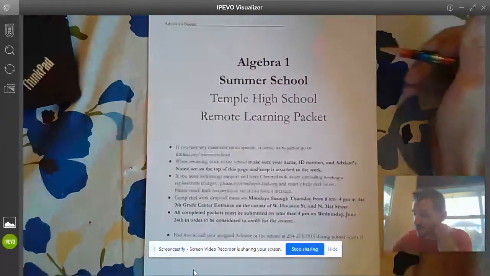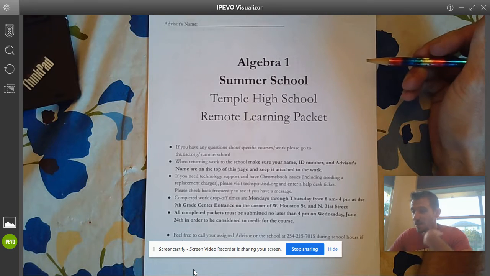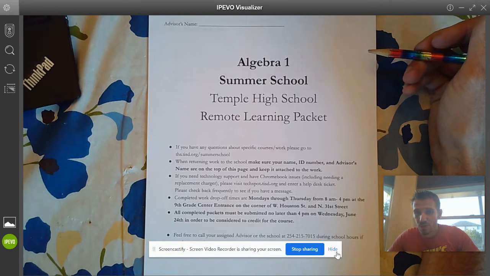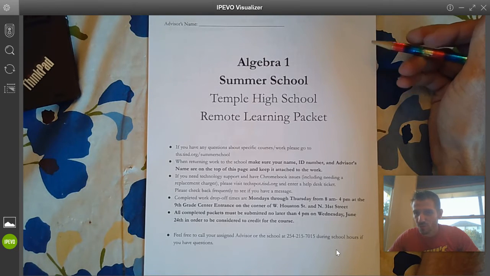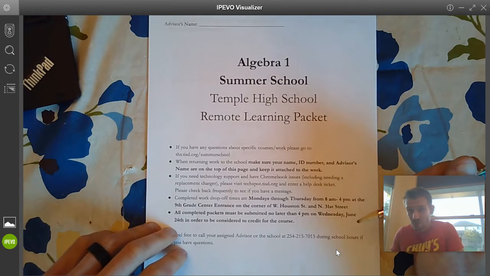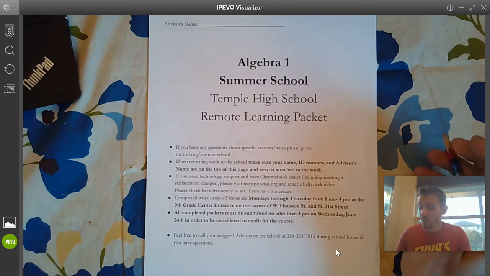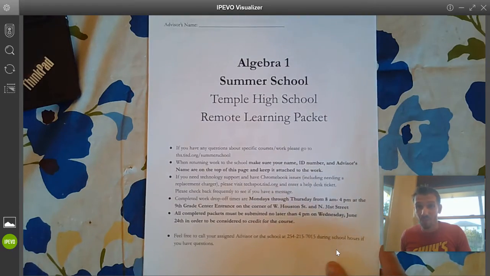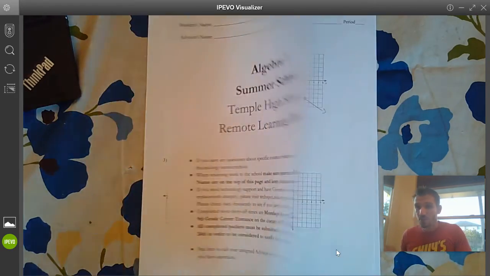Here to kind of go over our Algebra 1 summer school packet. A few things I wanted to show to you guys. We're going to walk and talk through this real quick. You should have received this front packet. It has 6 homework assignments in it, and within those 6 homework assignments, we're going to do a brief overview of what you need to do.